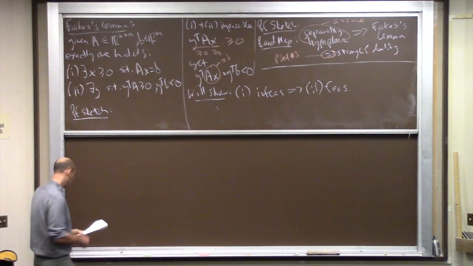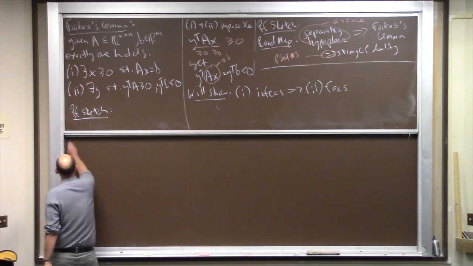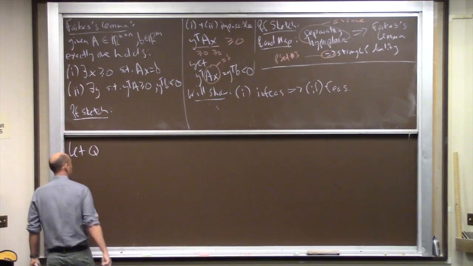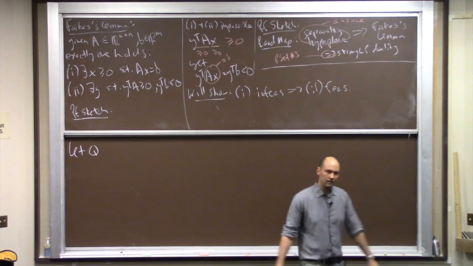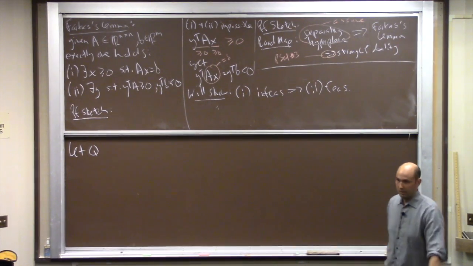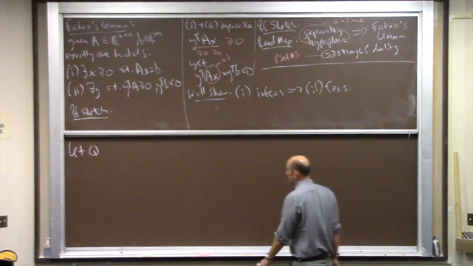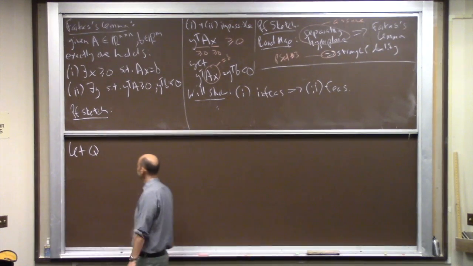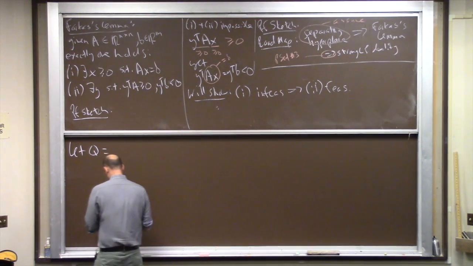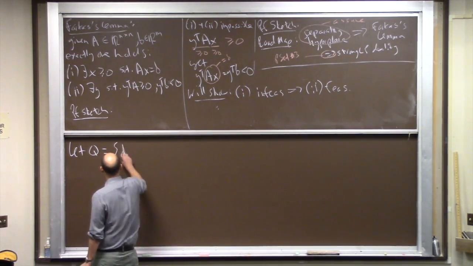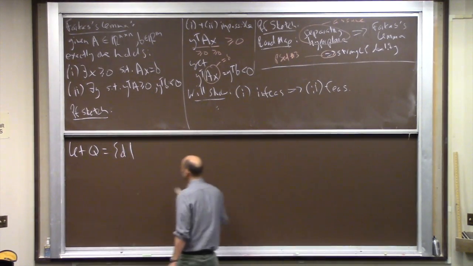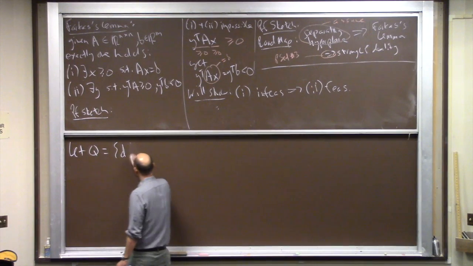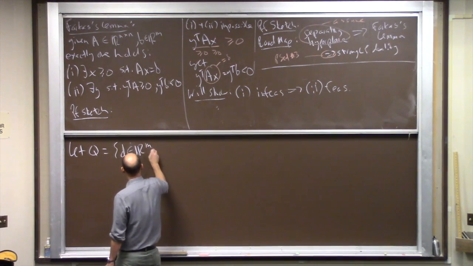All right, so to apply the separating hyperplane theorem, we need a closed convex set, and we need a point not in the set. Here's a nice definition of a set that's going to work really well for us. So define Q. Let me write this down, and then I'll explain it. This is in R^m.